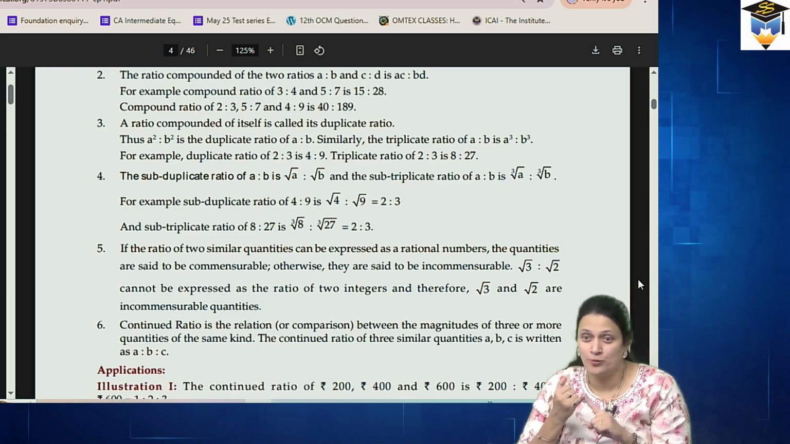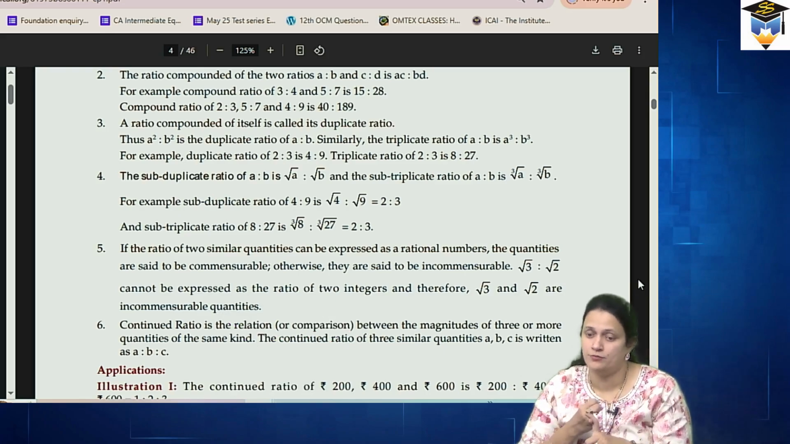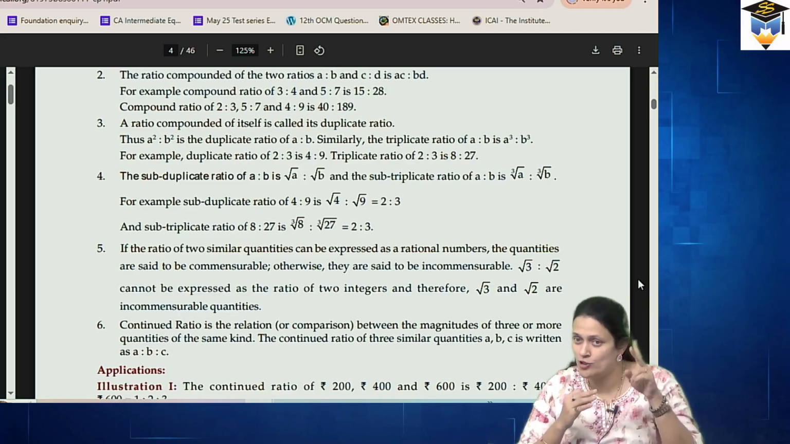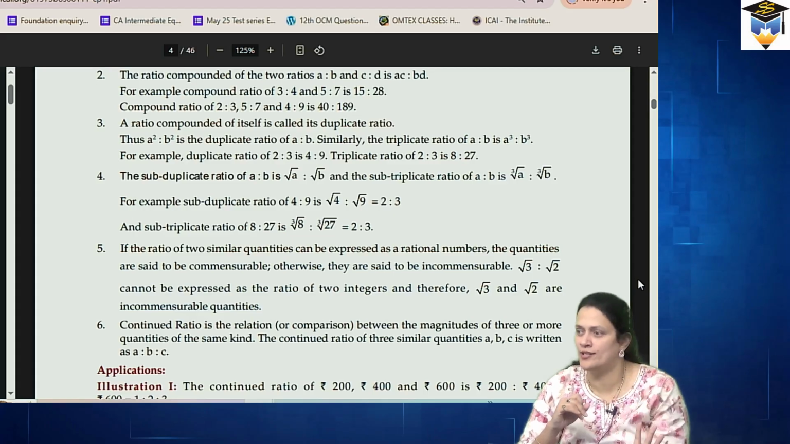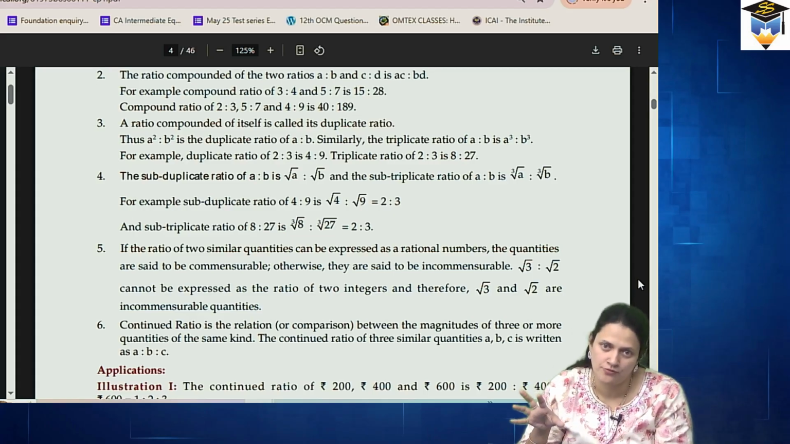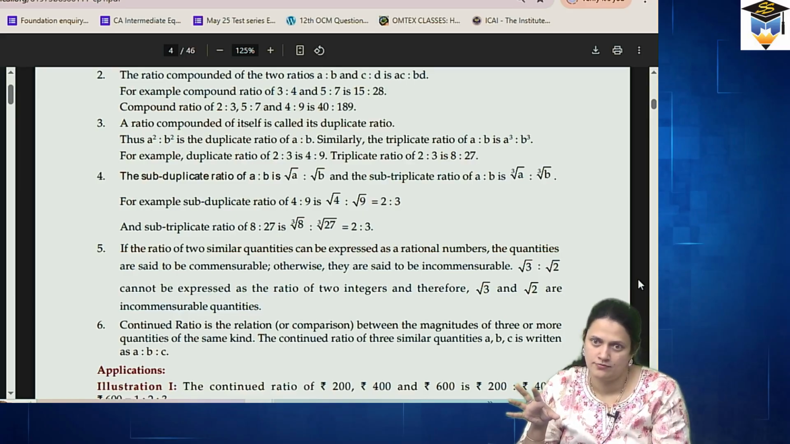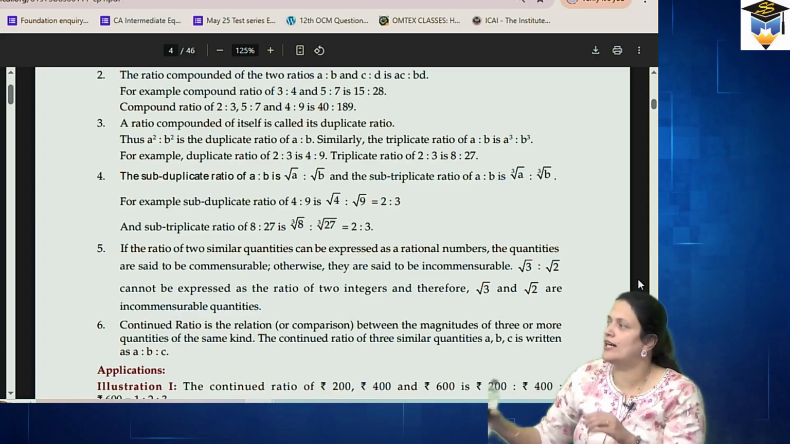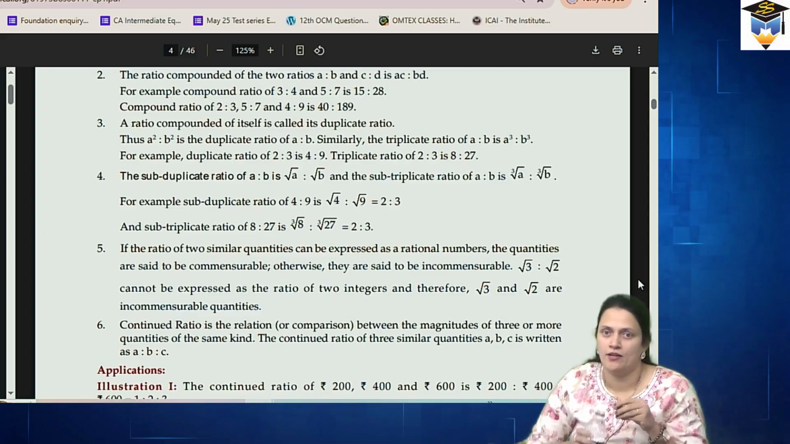Also write about subduplicate, subtriplicate. Please write it down. Subduplicate, subtriplicate, compound ratio, that is cross multiplication. So that whenever those terms come, you understand the meaning of compound ratio. Cross multiply karna hai. If it is a compound ratio, you have to cross multiply.